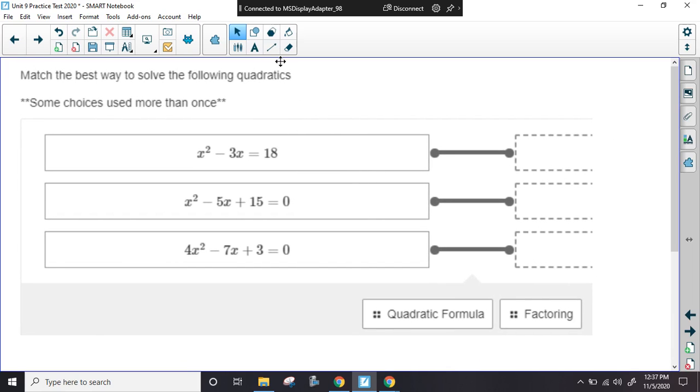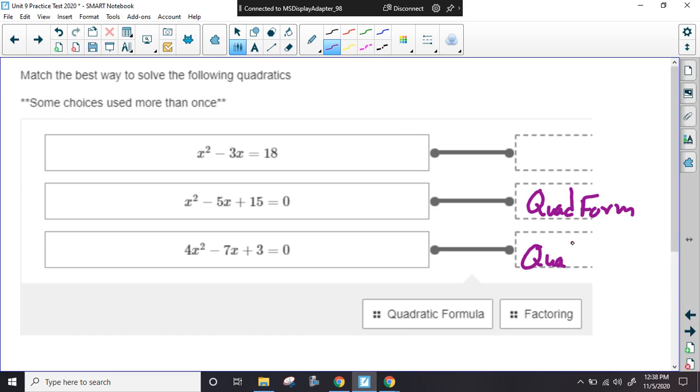Remember I said that you use the quadratic formula when you can't factor these. Both of these you cannot factor. This one, there are no factors of positive 15 that add up to negative 5. So this would be the quad formula. We hadn't taught y'all how to factor something with a leading coefficient greater than 1. And this one's also prime. So this would also be the quadratic formula.